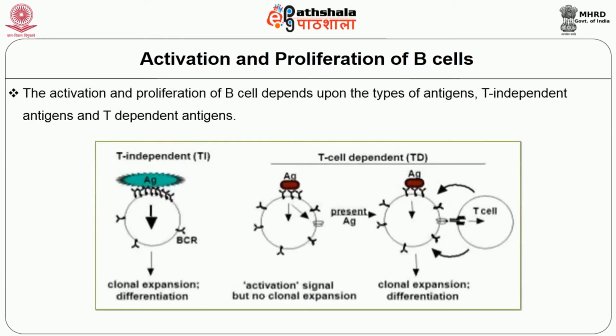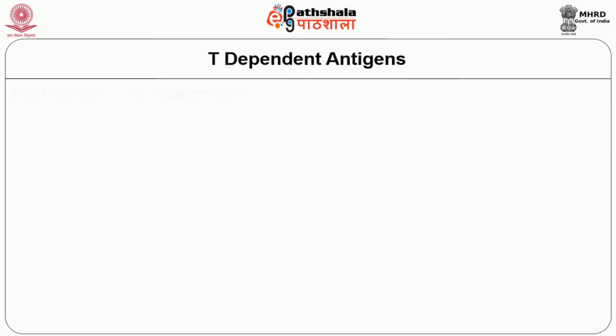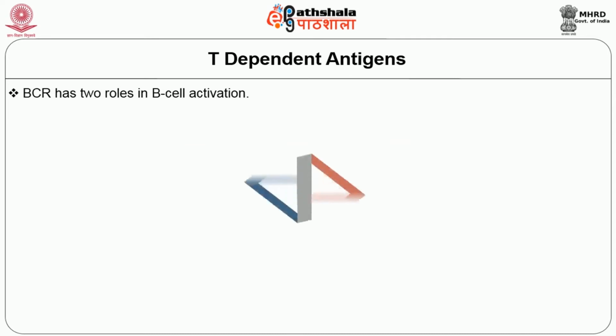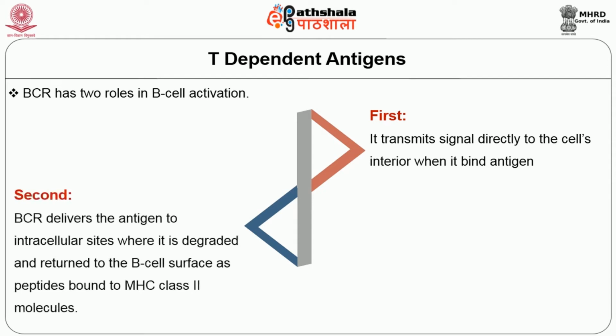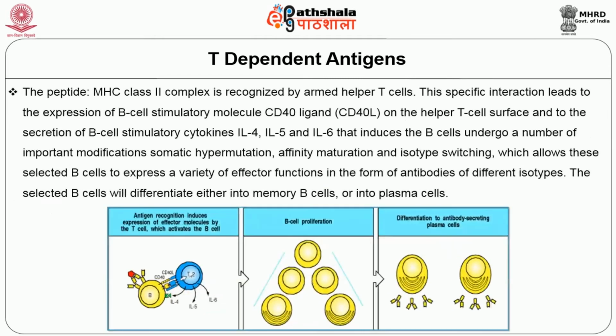Now we are going to see how the B cells are activated and proliferated. The activation and proliferation of B cells depends upon the type of antigen, whether it is a T independent antigen or a T dependent antigen. Now we are going to see how a T dependent antigen activates a B cell. The B cell receptor has two roles in B cell activation. First, it transmits the signal directly to the cell's interior when it binds the antigen. Second, the B cell receptor delivers the antigen to an intracellular site where it is degraded and returned to the B cell surface as a peptide bound to MHC class II molecule. The peptide MHC class II complex is recognized by the helper T cell.